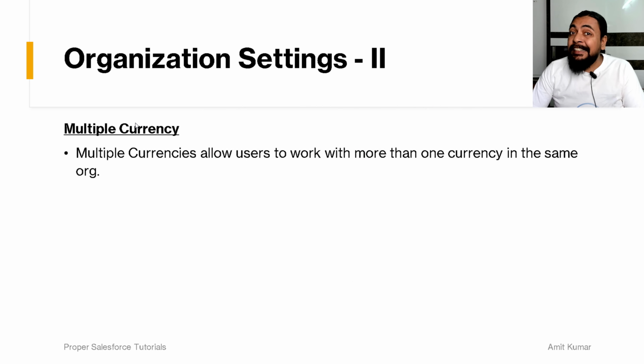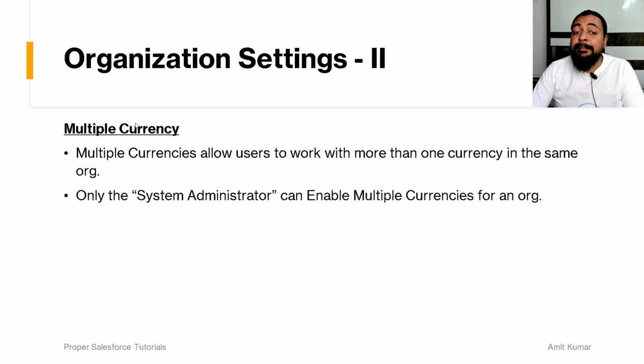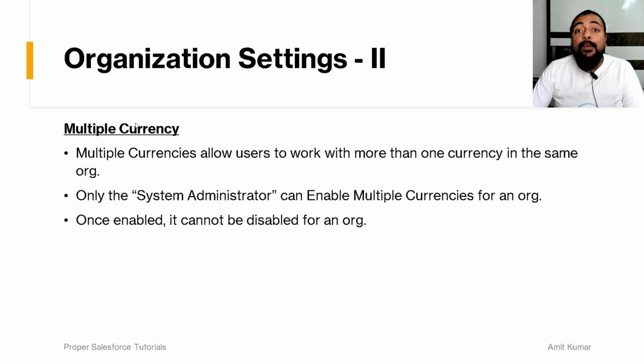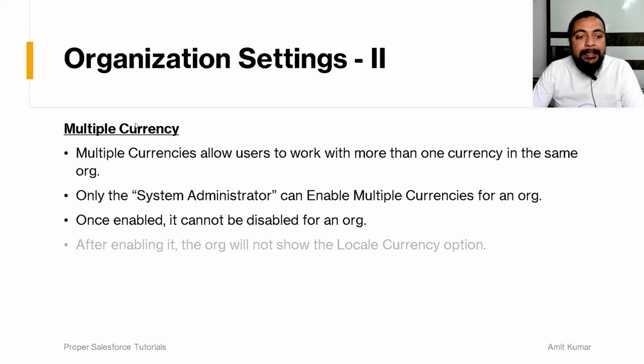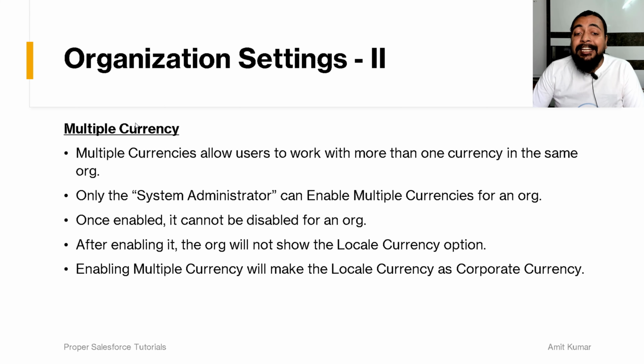Now multiple currencies allow users to work with more than one currency in the same org, and only the system administrator can enable multiple currencies in an org. But once enabled, we cannot disable this option. So if we have enabled multiple currency in our org, we cannot disable it again. After enabling it, the org will not show the local currency option. In fact, enabling multiple currency will make the local currency as corporate currency.